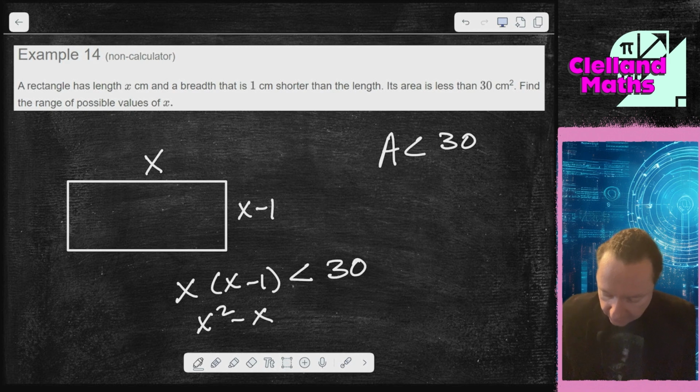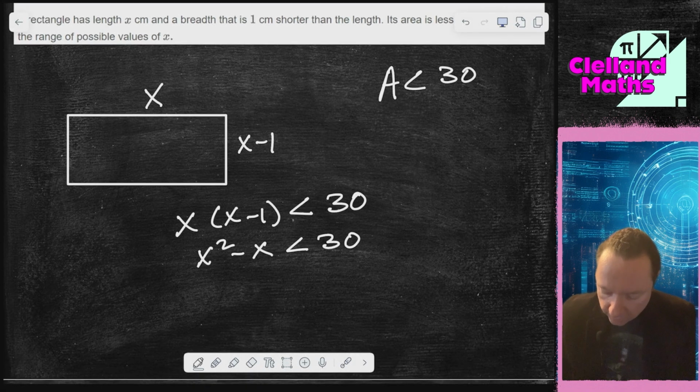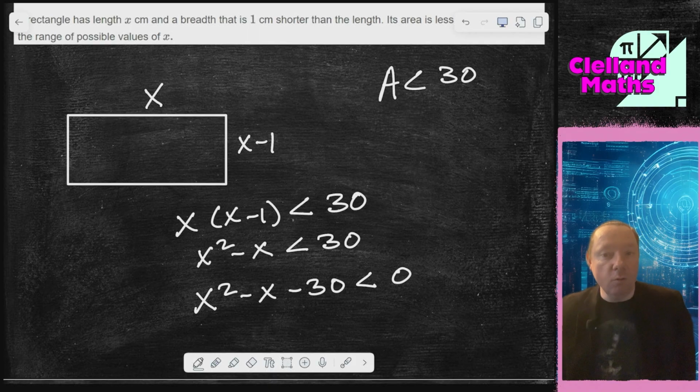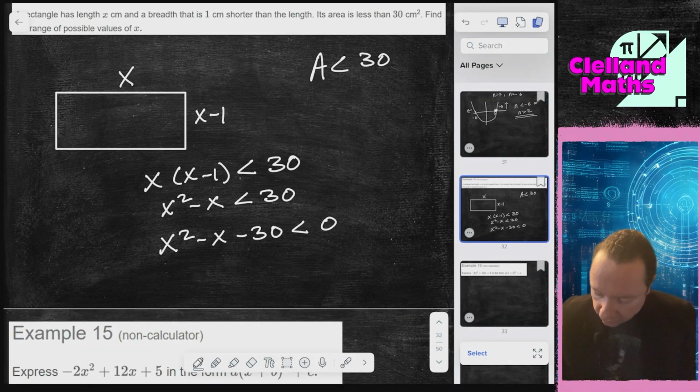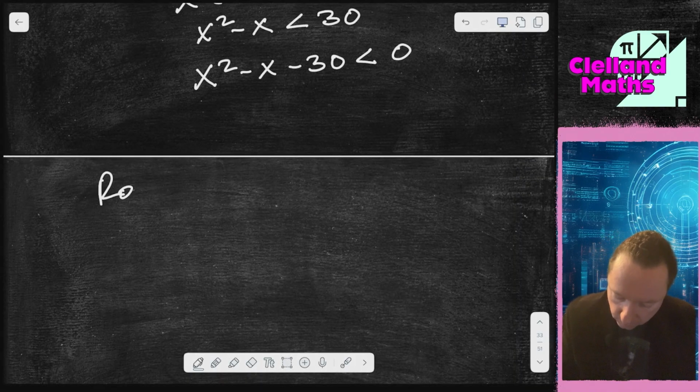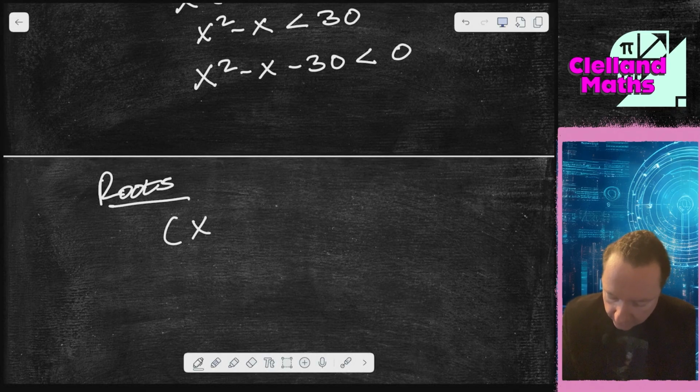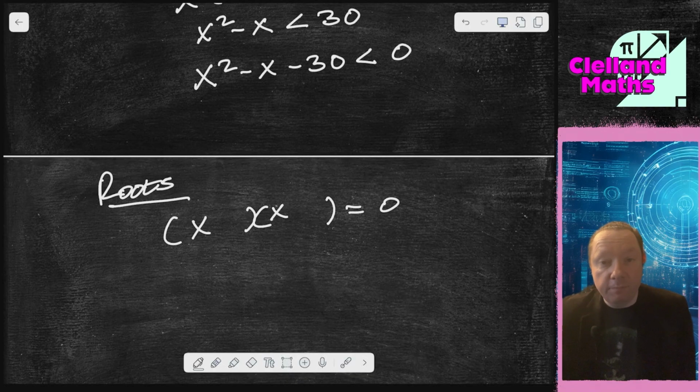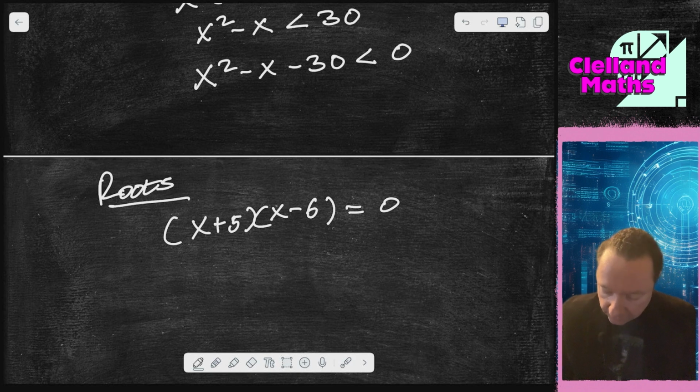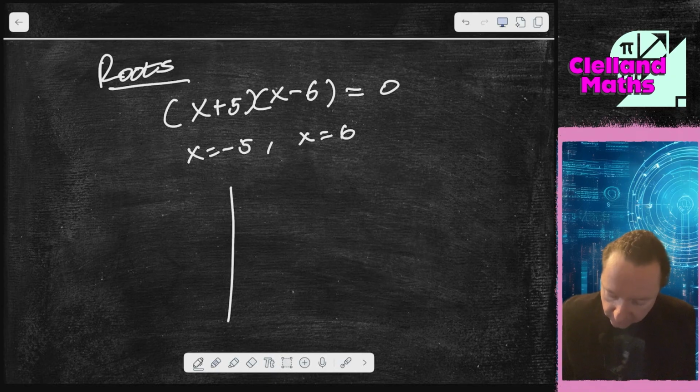X squared minus x is less than 30. It's got an x squared in it, so I need to take it to 0. And it's a quadratic inequality, so I need to show how I know which is which. So I always do it by the root method and drawing a graph. So looking at our roots, x and x, 5 sixes is 30. Minus 6 plus 5 is minus 1. So x is minus 5 is a root and x is 6. Quick sketch, minus 5 and 6.